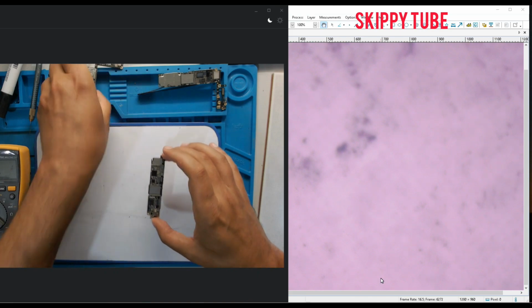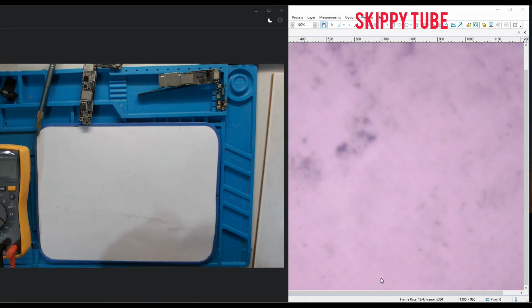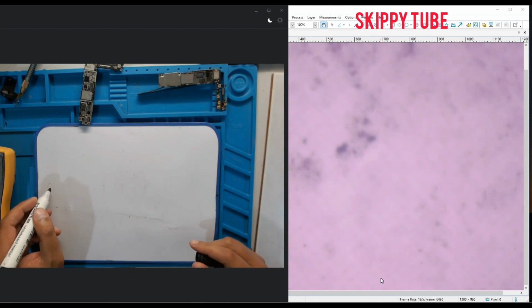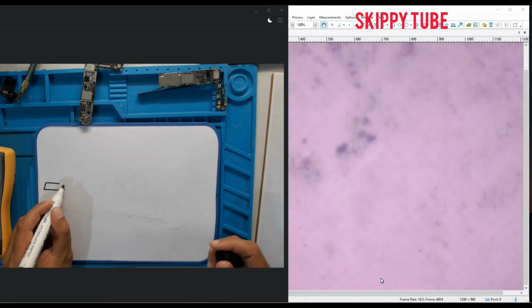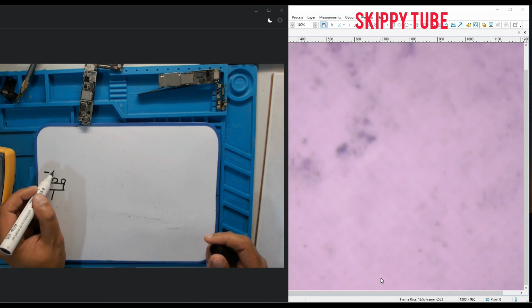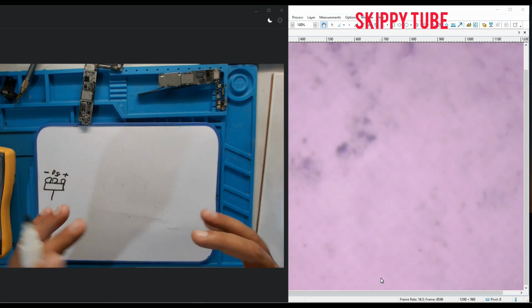First I want to tell you on the whiteboard what is happening, what I said about these 4 parts. That's from the previous video I told you. This is the battery connector. This is negative, this is BSI, and this is the positive.